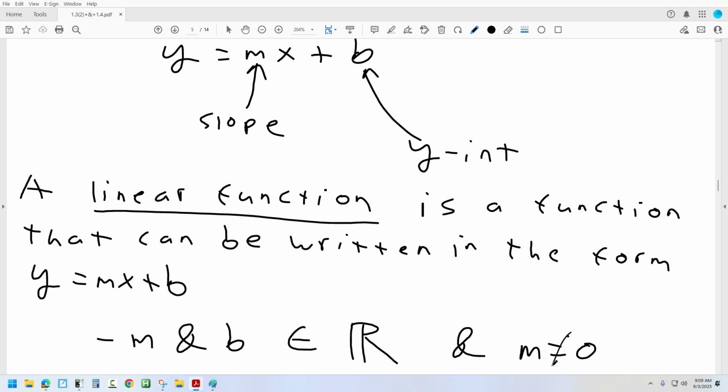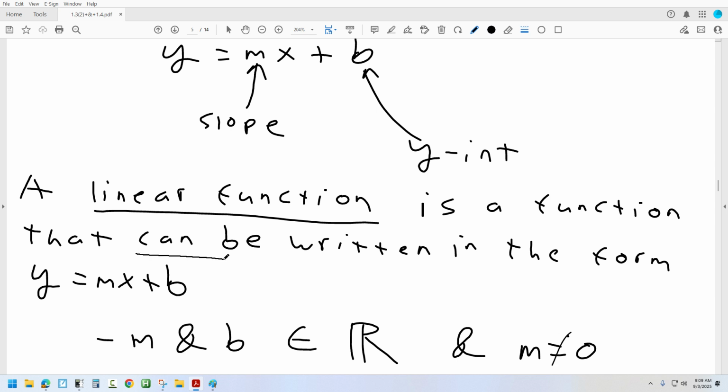If the slope is 0, then our book calls that a constant function, right? That's a horizontal line. So like y equals 2. If the slope is 0, that's just a horizontal line. That doesn't fit the definition of what our book calls a linear function. It's a constant function.